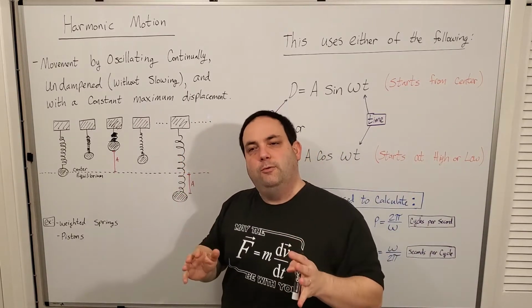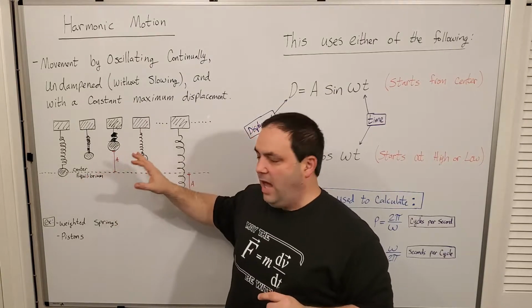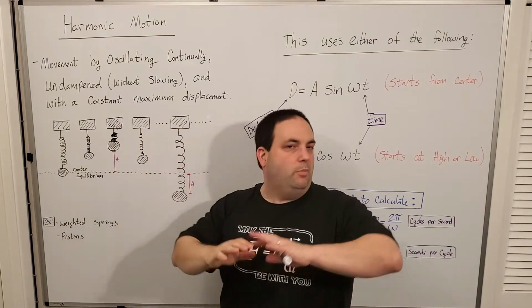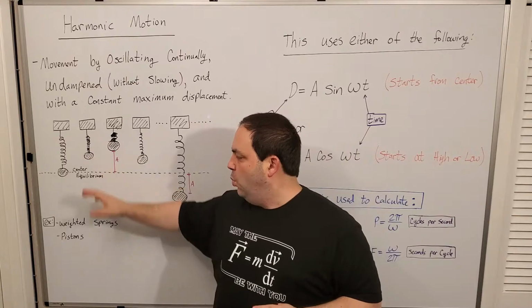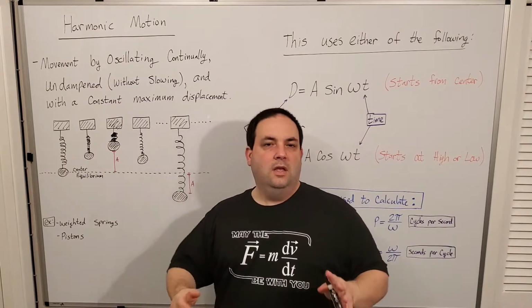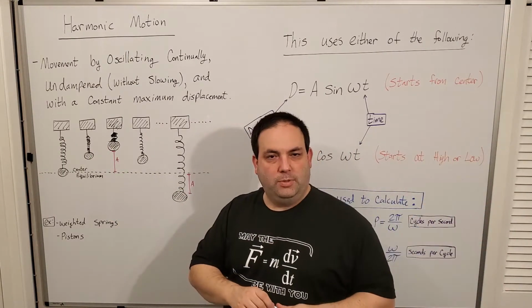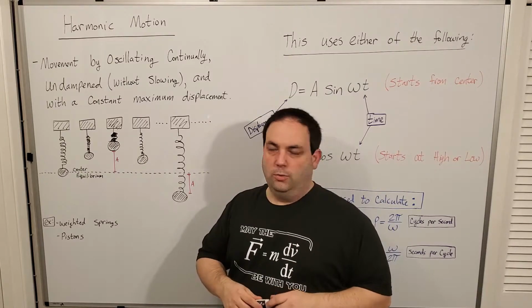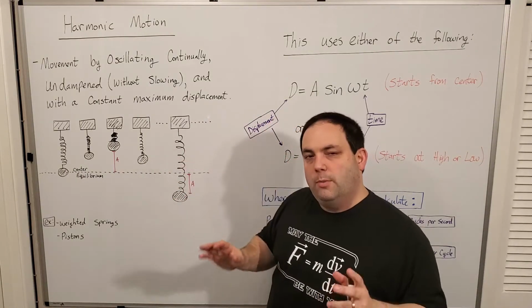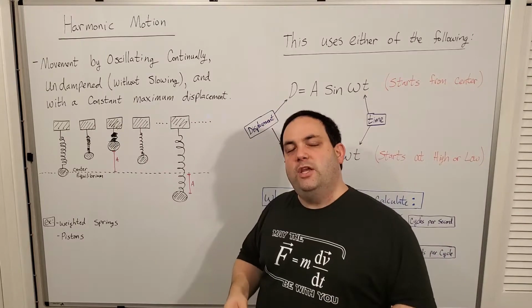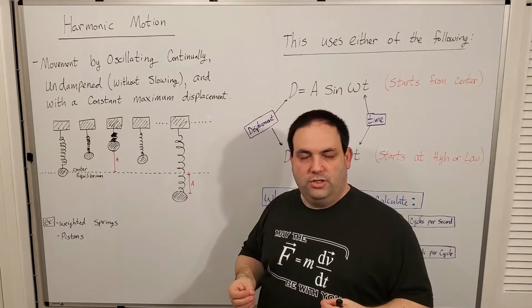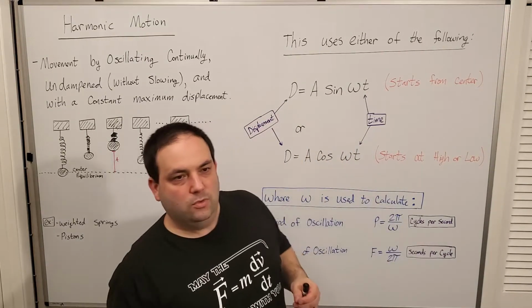Obviously not totally realistic, but the idea of this kind of motion can be applied to several different things, not just weighted springs and not just pistons. I'll show you another application with temperature in a little bit. But really what I'm going for here is for you to see that we can use these trigonometric functions for things other than angles.